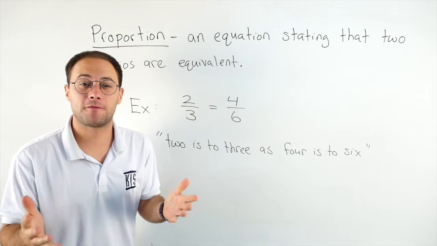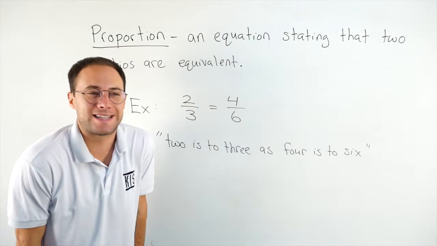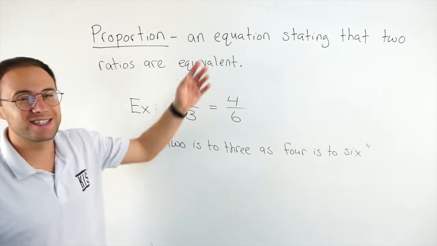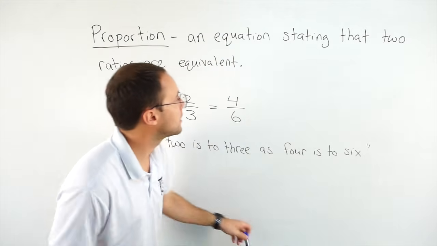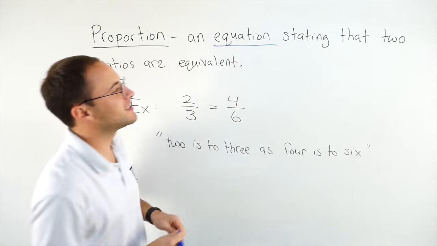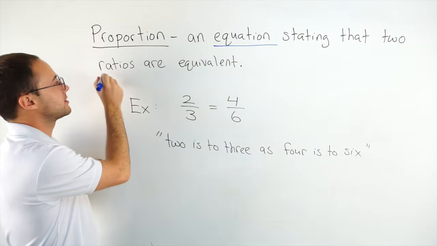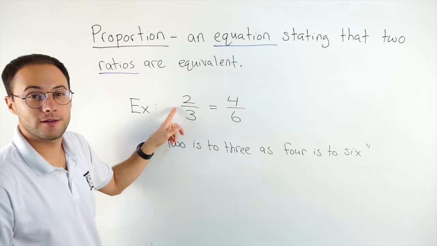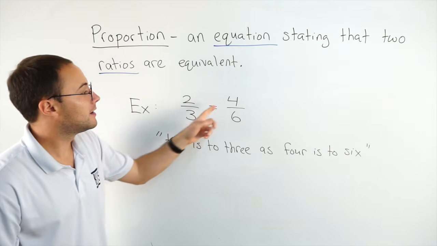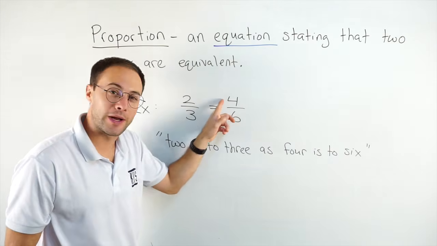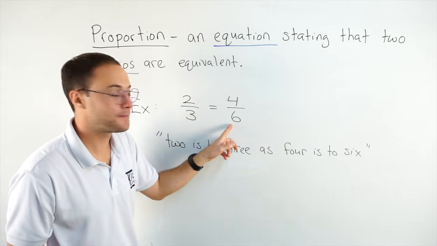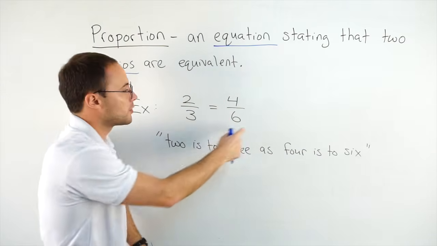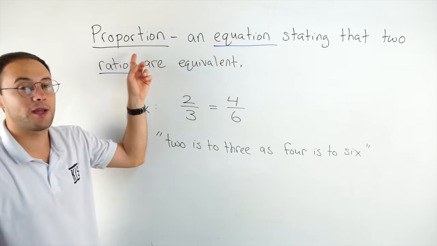All right, before we get to our first example, let's talk about what exactly a proportion is. First, a proportion is just an equation. We're going to have an equal sign, an equation stating that two ratios are equivalent. Here's an example. 2 over 3, that's a ratio, 2 to 3. 4 over 6, that's another ratio, 4 to 6, and they are equal to each other. They're in an equation. So this is an example of a proportion.